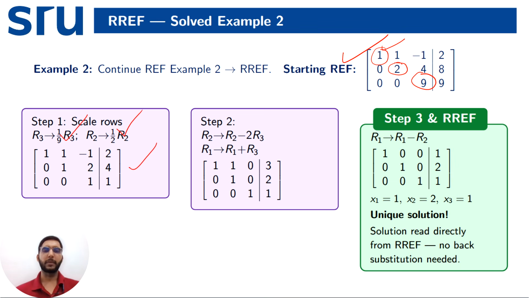This is the augmented matrix basically. In step 2, we are going to make 0 above all the pivot entries, above all the pivot entries. So I applied the operation row 2 changes to row 2 minus 2 r2.